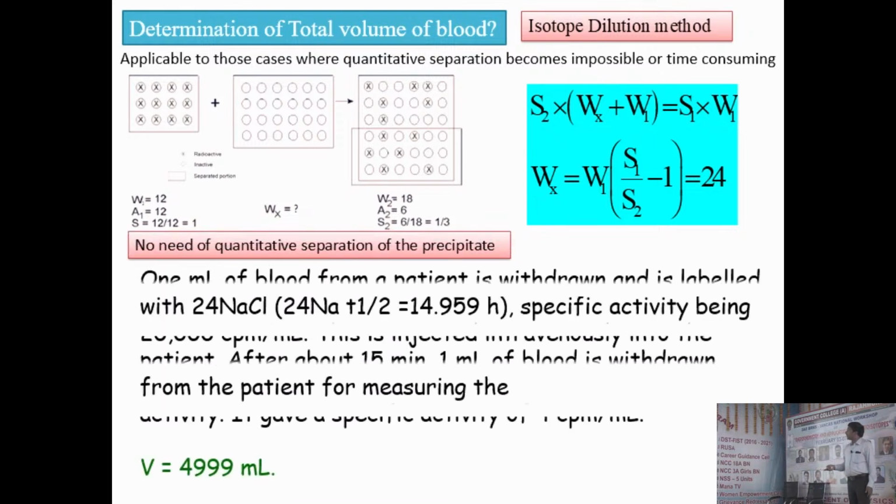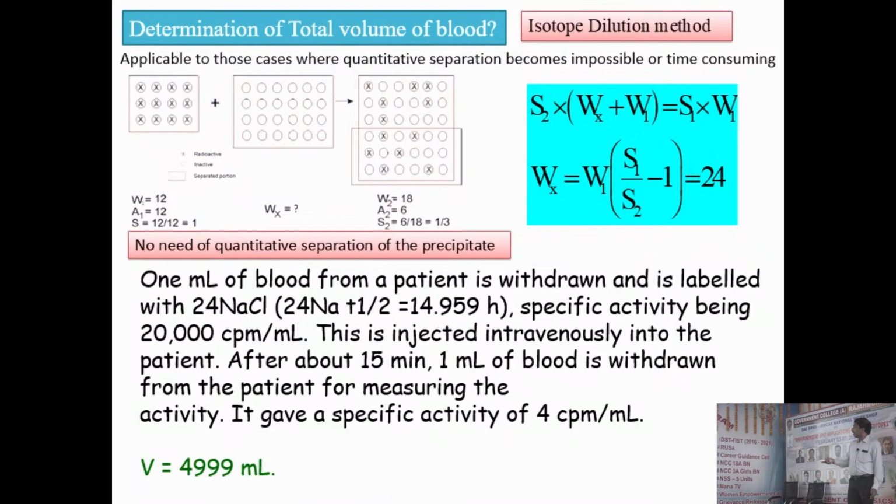The example shows there is no need for any quantitative separation. 1 ml of blood is withdrawn from the patient and labeled with 24 sodium chloride, that is sodium-24, with a half life of around 15 hours. The specific activity is around 20,000 CPM per ml, and this is injected intravenously into the patient. After about 15 minutes, 1 ml of blood is withdrawn from the patient and the activity is measured. From the specific activity in the blood sample, we can determine the volume of your blood. In that case it is around 5 liters.